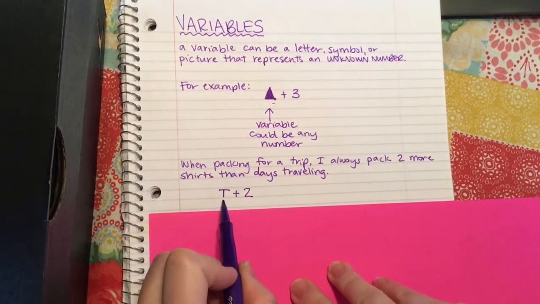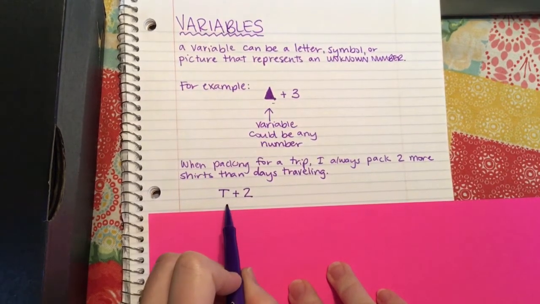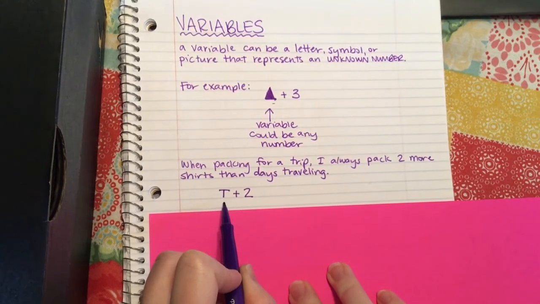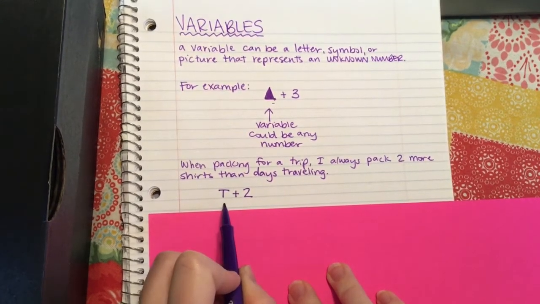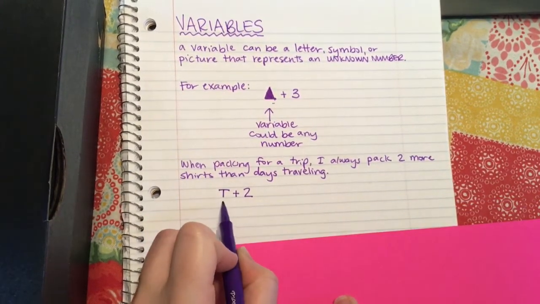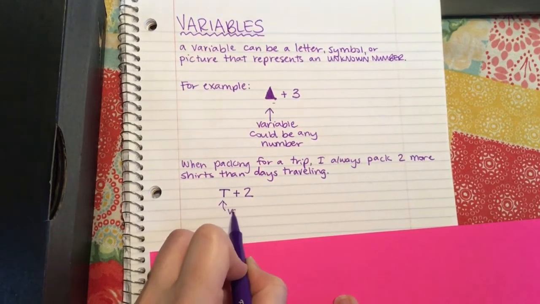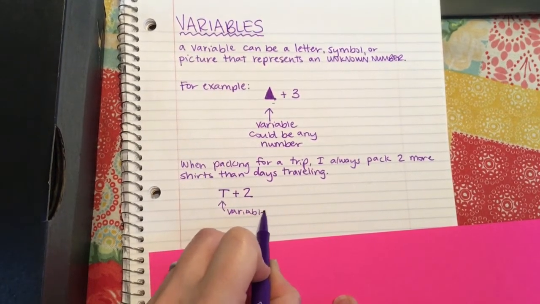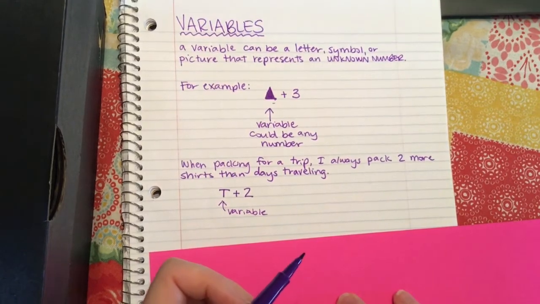So if I go for 2 days, the T might be 2 plus 2, so I'm going to pack 4 shirts. If I'm going for 2 weeks, 14 days plus 2, I'd pack 16 shirts. So my T is my variable. It's going to change depending on when I'm going and for how long I'm going.